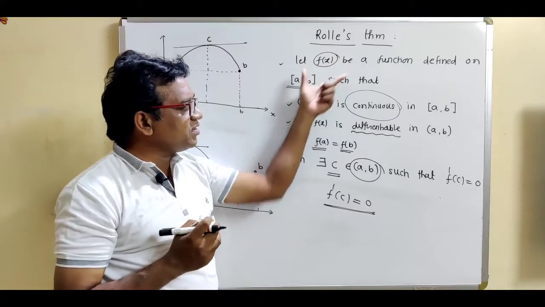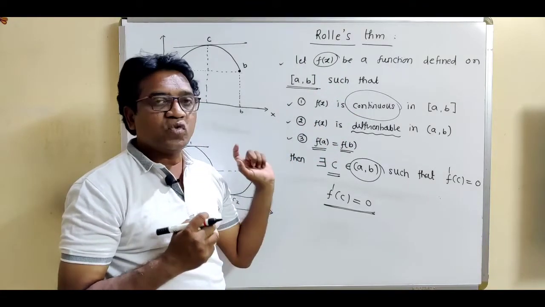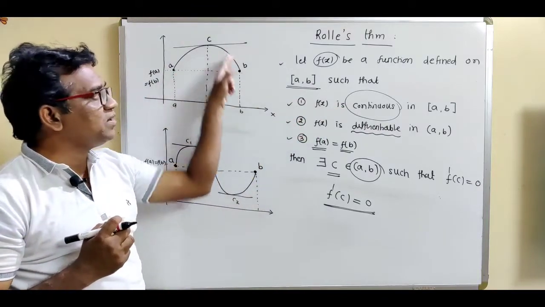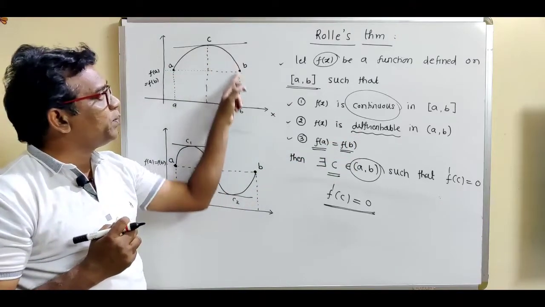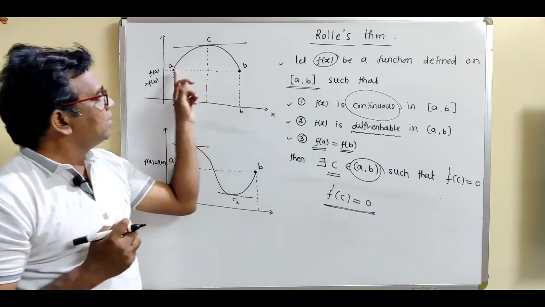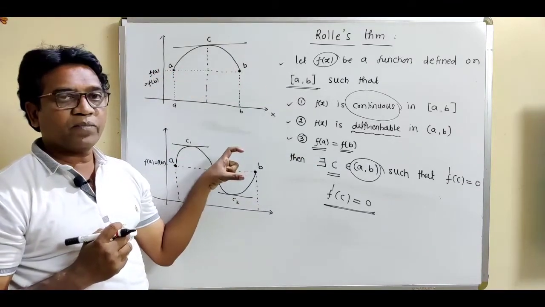If f(x) is a function having these three conditions. So what are those conditions? The function should be continuous. Continuous means there is no gap. Differentiable means the graph should be a smooth graph. And what is the third condition? The functional values f(a) and f(b) are equal.